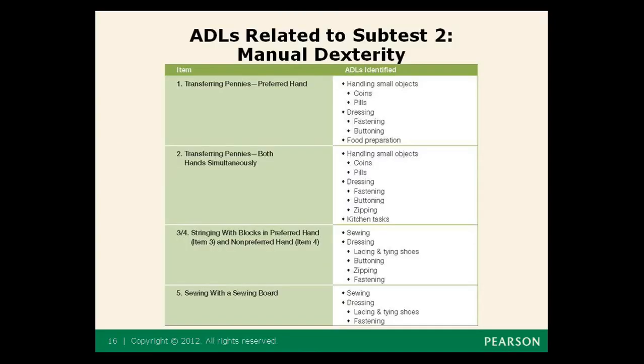When we move on to subtest 2, which is manual dexterity, the items included are again very fine motor-oriented tasks, handling small objects, dressing again, but here we're looking at fastening and buttoning specifically, and also food preparation. With transferring pennies with both hands simultaneously, we're adding things like additional kitchen tasks. The stringing of blocks relates to sewing and dressing, and also sewing with a sewing board, of course looking at sewing and dressing.